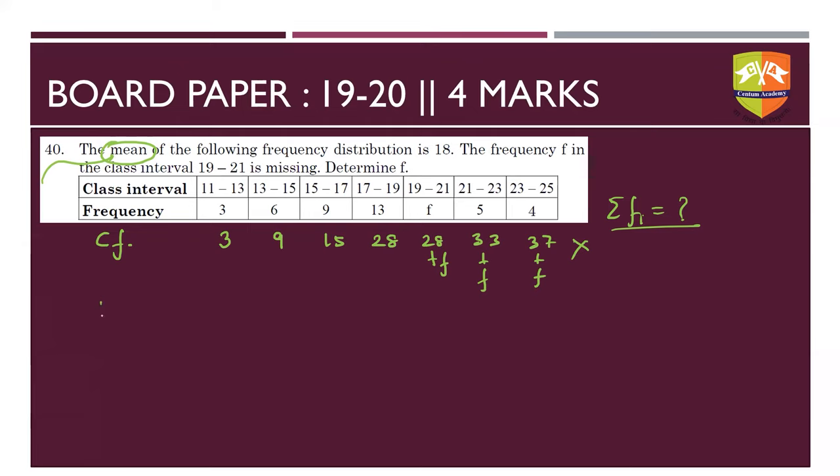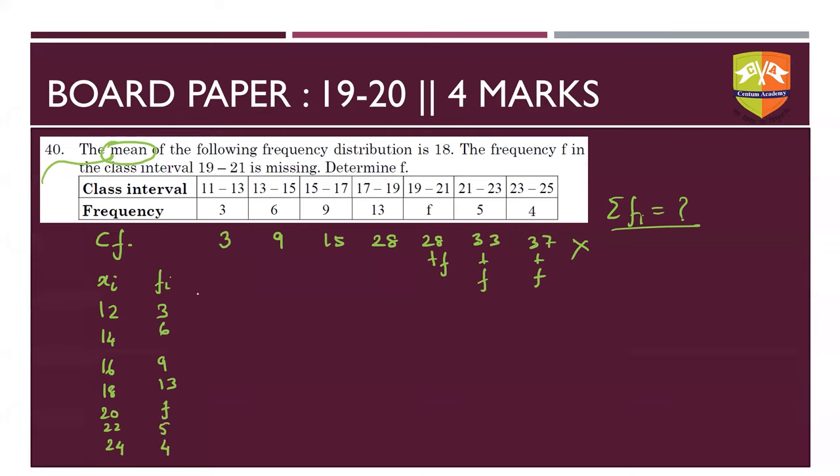So quickly make a table: 12, 14, 16, 18, 20, 22, 24. This is my XI. Then FI is 3, 6, 9, 13, F, and what else? 5, 4.